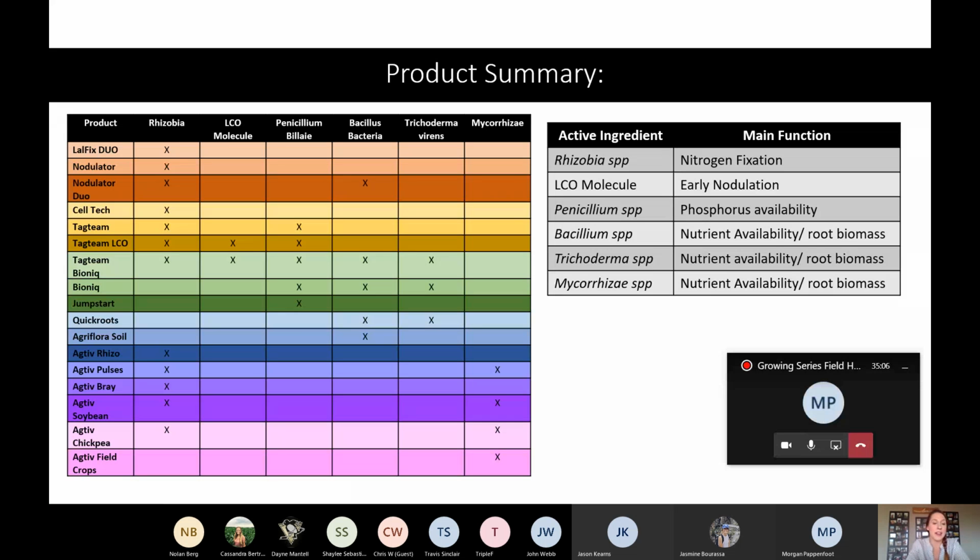And this is just a summary of all the products that I talked about and what they contain based on the active ingredients and what all of the active ingredients do. I'll just leave this up if anyone wants to take a picture of it.